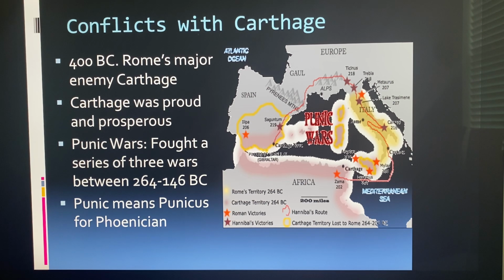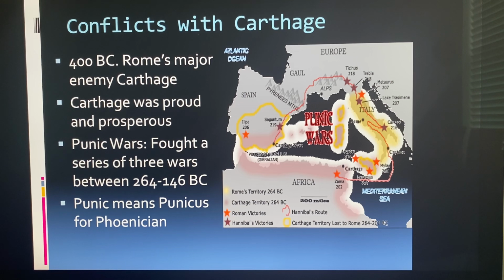So conflicts with Carthage. In 400 BC, Rome's major enemy was Carthage. You could see why, because Carthage basically had the ships of the Mediterranean, and so did Italy. Carthage was a very proud and very prosperous country at that time. And so was Italy. Italy very much wanted to take them over, thinking that they had the Roman military to be able to do it with the legions. But Carthage too had a military.